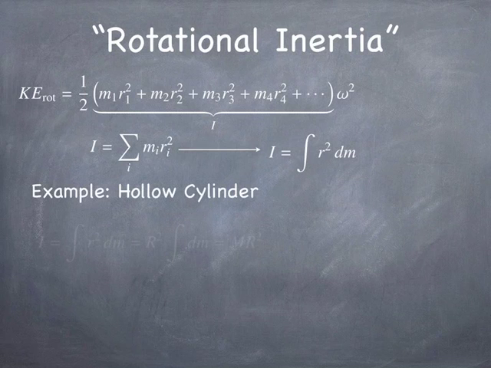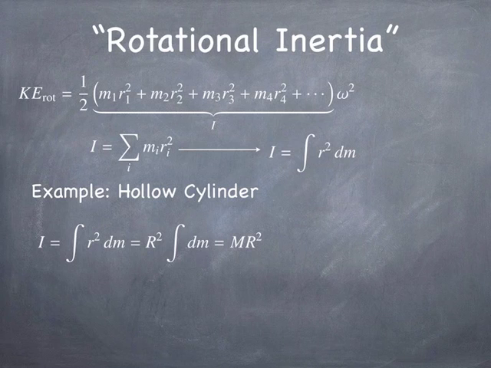For example, let's try a hollow cylinder. If we have a hollow cylinder, that means all the mass is at a single radius, capital R, and that means R is a constant, because anywhere there's mass, R is always the same. So I can take the R outside of the integral, and then I just get R squared times the integral of dm, which of course is just the mass of the system, and that's just mr squared. So a hollow cylinder is quite easy. It's just mr squared.